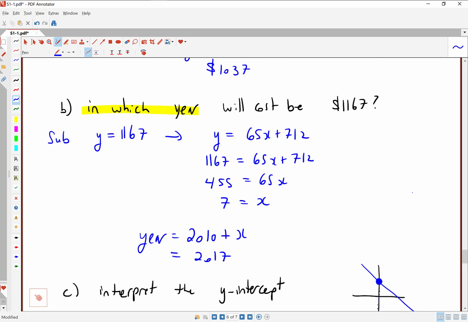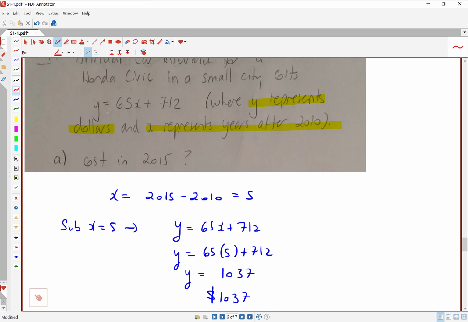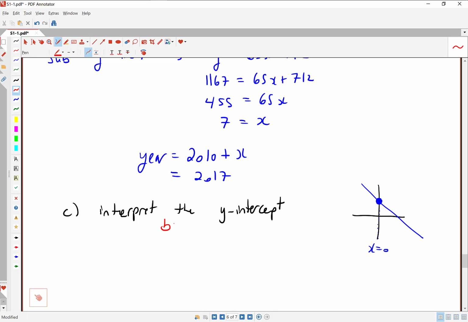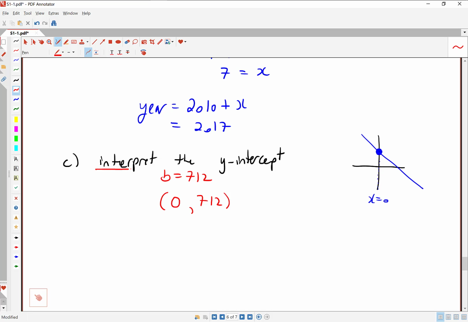So let's look back at the question and see what we know. Well, we were given the standard form for the line, and whenever you've got your equation in that form where y is on its own on the left side, then you can just pick out your slope and your y-intercept. So we can look at this line and say, oh, the slope is 65 and the y-intercept is 712. So let's write down b equals 712, or better would be to write that as an ordered pair. So when you're talking about the y-intercept, the x-coordinate is 0 and the y-coordinate is whatever your value of b is.